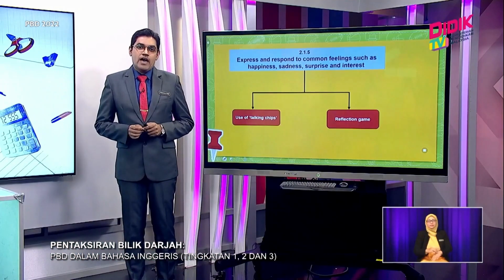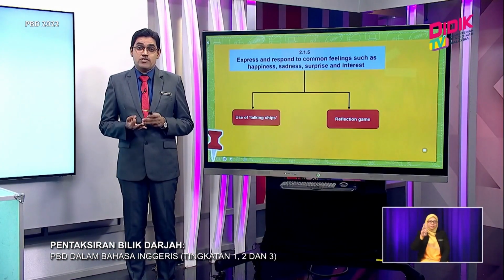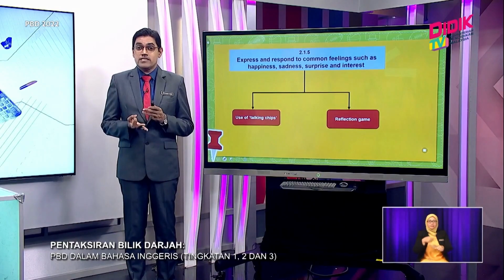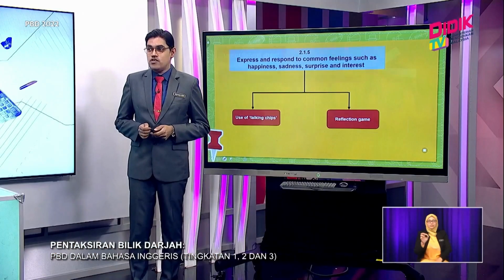All right, so we have looked at 3 PBD activities, or classroom assessment activities, that were carried out to develop students' understanding of reading a text. Next, we are going to look at the complementary skill, which is 2.1.5. Under this skill, there are 2 activities that I have done with the students: the use of talking chips, and also a reflection game. Let us first look at the use of talking chips.